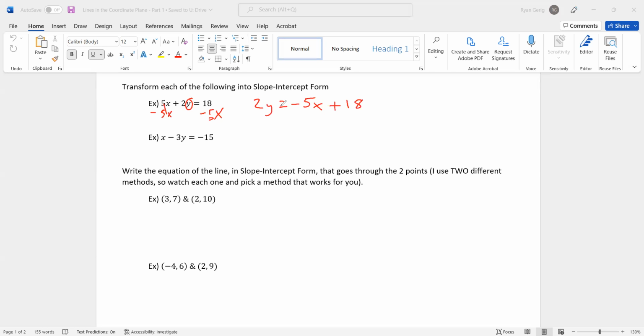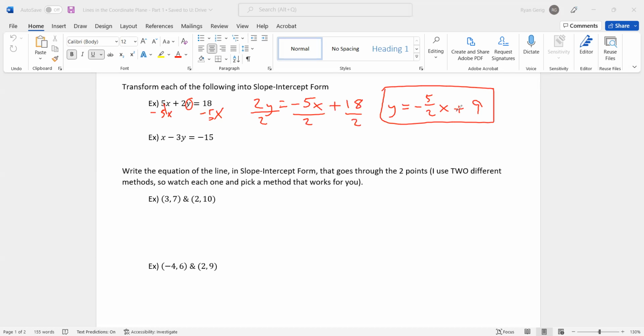Almost done, but I still need to move the 2. How do I do that? Divide by 2. Now, you got to make sure you divide each piece by 2 and then simplify as much as you can. You get y equals negative 5 over 2 x. 18 divided by 2 is 9. And now it's in slope-intercept form. Okay, we'll do one more of those.